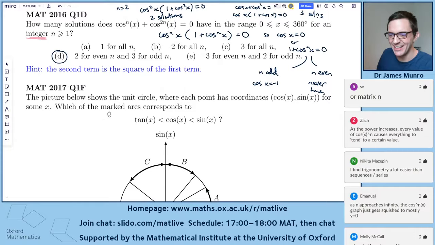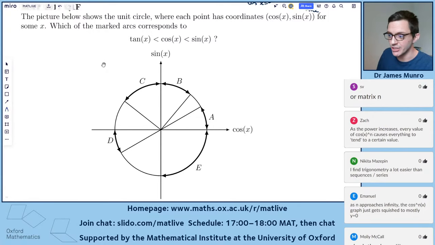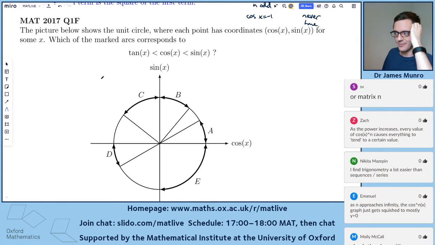Okay, this question's a bit more tricky. We're doing really well so far. Oh, and it's almost 6 o'clock. That was fast. We're given some inequalities, and we're shown some ranges.